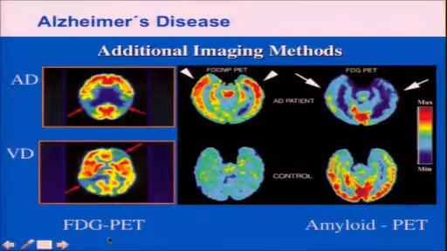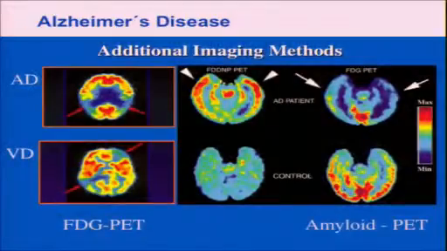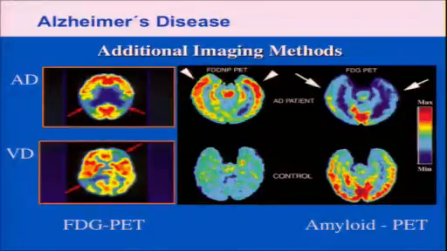Like we use FDG PET, for example, to differentiate between Alzheimer's disease that normally have very symmetric reduction of the tracer uptake compared to a vascular dementia that has more patchy and more diffuse changes in the uptake. And in recent years, there have been even specific tracers developed that specifically target the amyloid. So you can visualize the amyloid deposition in the brain. And the first of those tracers are now clinically available and can be used.